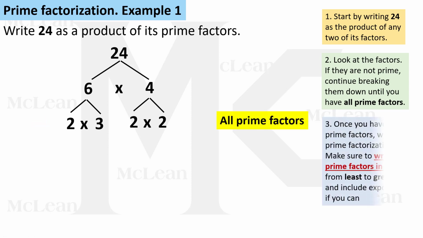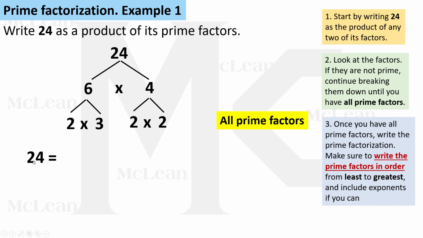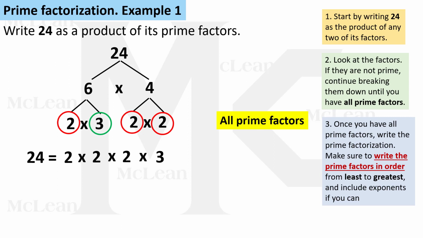Yes, you are right. So how do you write it now? You say 24 as a prime factorization will be, and you write the numbers from the smallest number to the greatest number. In this case, it will be the 2s first, then the 3 after. So you write it down: 2 times 2 times 2 times, and of course the last one will be 3. That's your answer, 24 written as a prime factorization. It's 2 times 2 times 2 times 3.